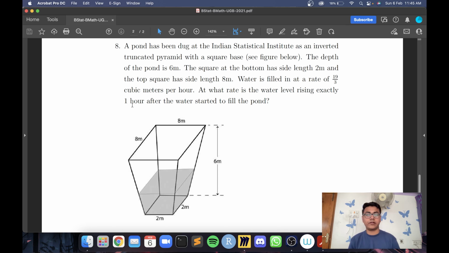Water is filled in at a rate of 19 by 3 cubic meters per hour. At what rate is the water level rising exactly 1 hour after the water started to fill the pond? Okay, exactly 1 hour after the water started to fill the pond, since the rate of filling is 19 by 3 cubic meters per hour, after 1 hour, the volume of water in the pond will be 19 by 3 cubic meters. We'll use that.